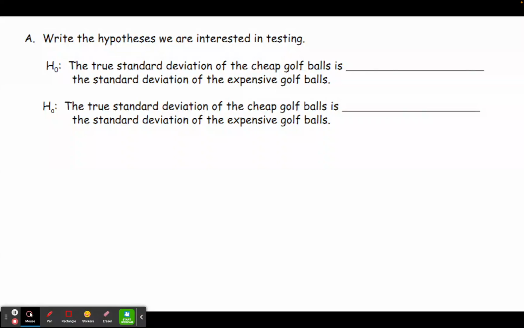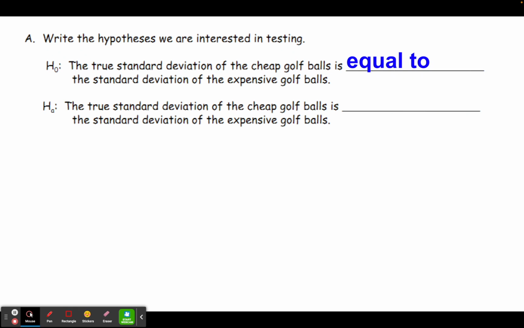Now, when we're doing a test for a difference in standard deviations, this is how we'll write our hypotheses. The null hypothesis is going to be that the true standard deviation of the cheap golf balls is equal to the standard deviation of the expensive golf balls. Remember that typically when we write a null hypothesis, we're assuming that there is no difference in whatever two cases we're looking at. Now, what we're testing for is a difference in consistency.